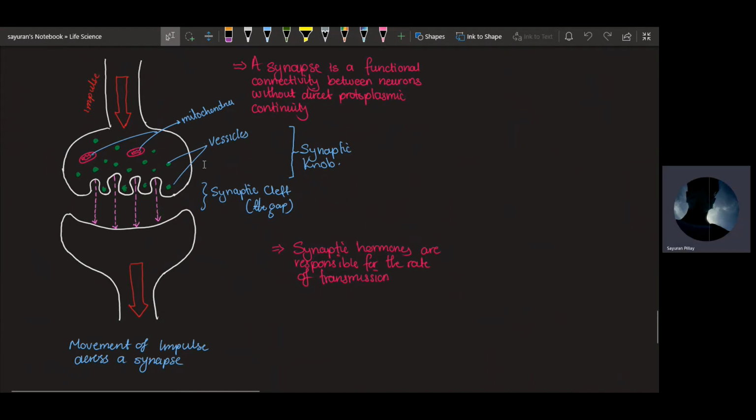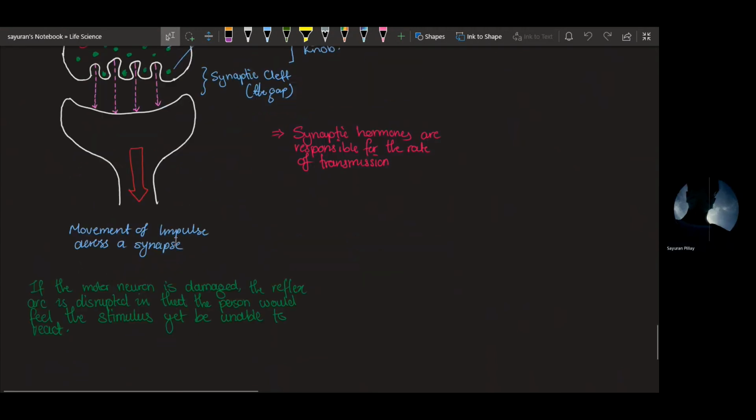And this is called your synaptic knob, by the way. And the synaptic cleft is the actual gap. And this just receives, right? So the synaptic hormones are responsible for the rate of transmission. So how fast impulses are moved from the synaptic knob through here depends on the synaptic hormones, right? Simple enough.